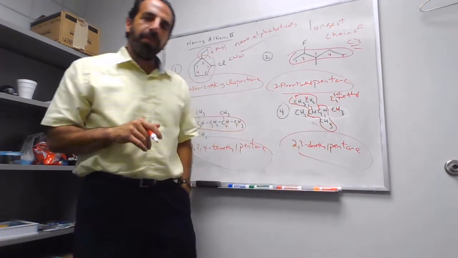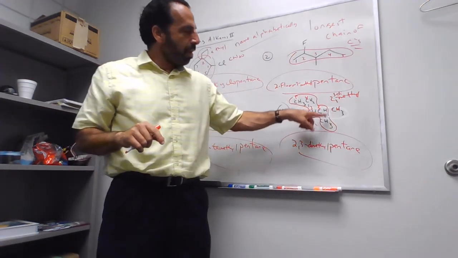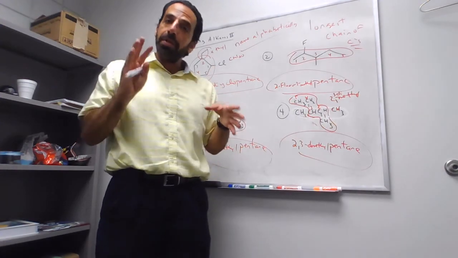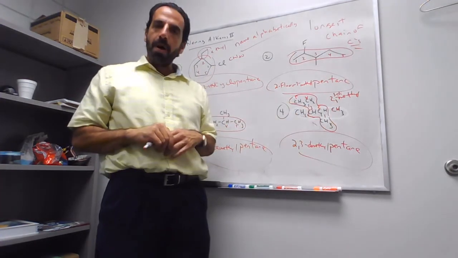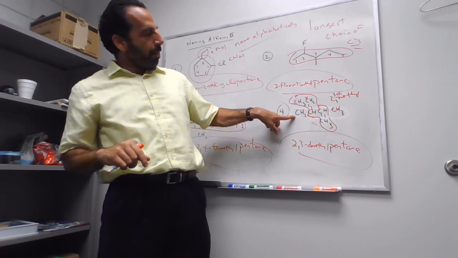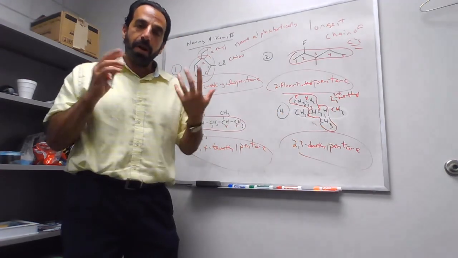It won't be any tougher than this one. But again, notice, this is the longest chain right here. And again, notice when I numbered it, I had to go back and change it, which is good, because I want that substitution to be the lowest number possible. If I started this way, my methyl group would have been on carbon number 3 rather than carbon number 2.